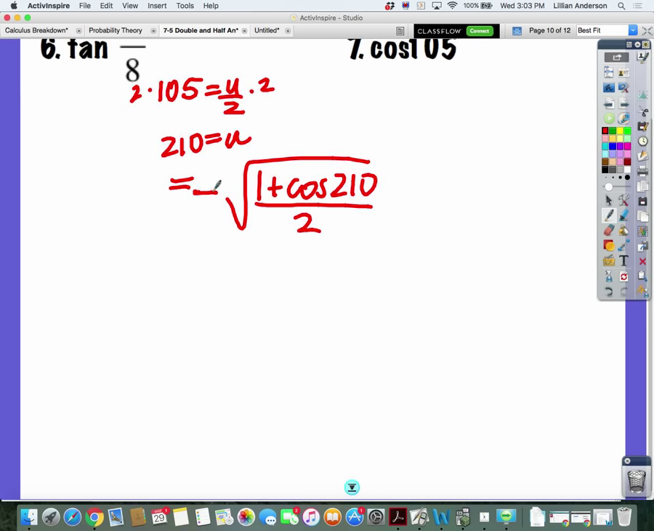Now again, you determine if it's positive or negative by looking at the original problem, the original angle, and determining what quadrant it is in on the unit circle. We're finding the exact value. What is the cosine of 210? So we always have to check what quadrant the original is in. Yes, because that's going to tell you your sign. It's negative square root 3 over 2.